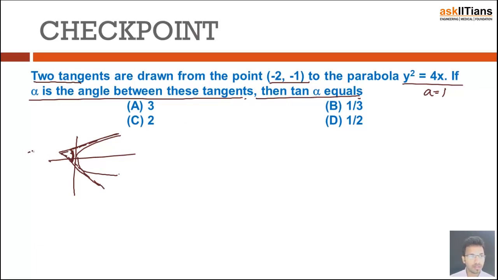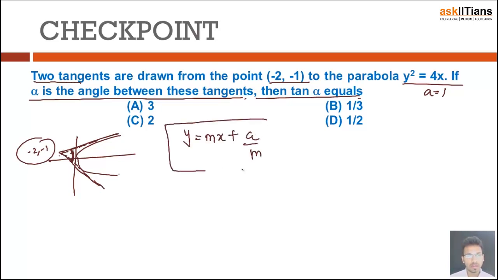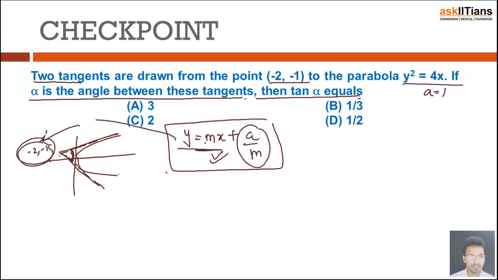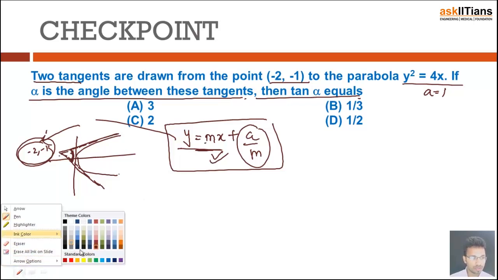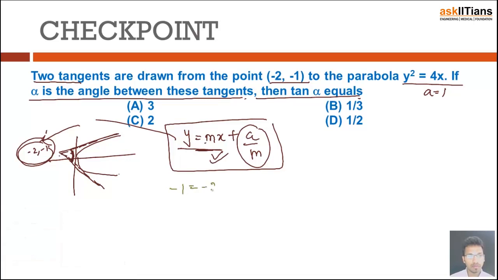We know that this point is (-2, -1), and we have done the equation of tangent in slope form. This was the required equation and this was the condition of tangency, if you remember. From here, we say that this line is passing through this point. When we substitute, we get -1 = -2m + c/m. Now from here we will get a quadratic.